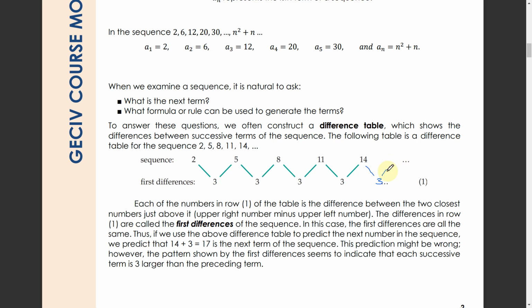We can predict it this way: 2 plus 3 is 5. 5 plus 3 is 8. 8 plus 3 is 11. And 11 plus 3 is 14. So, to predict the next number, that is just 14 plus 3, which is equal to 17. So we have predicted the next number in the sequence.